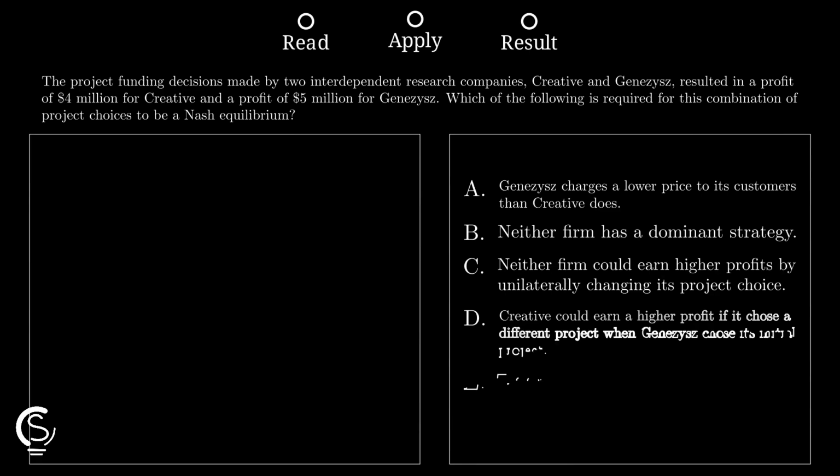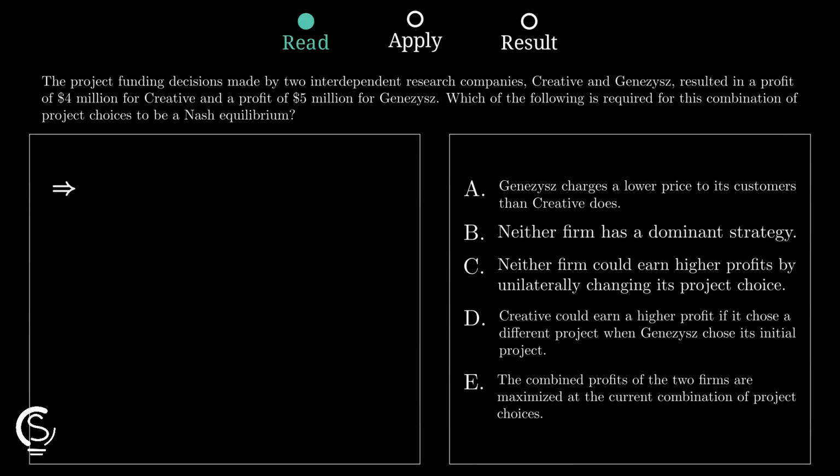First, we must understand that a Nash equilibrium occurs when every player makes their best possible move given what the other players are doing. It is all about stability here.